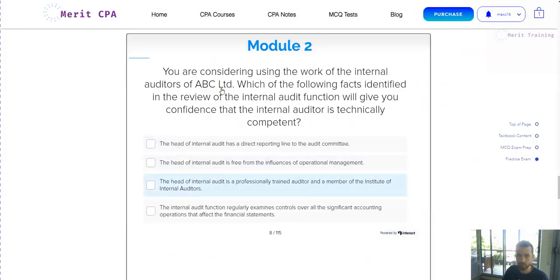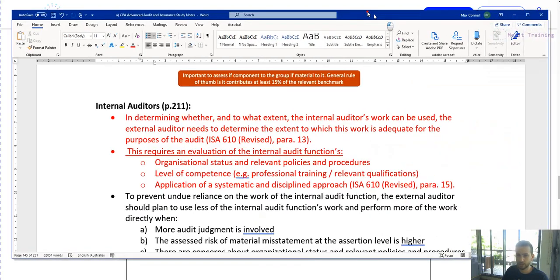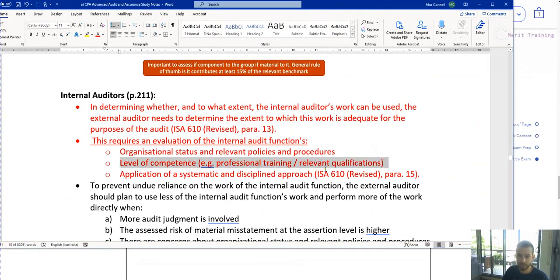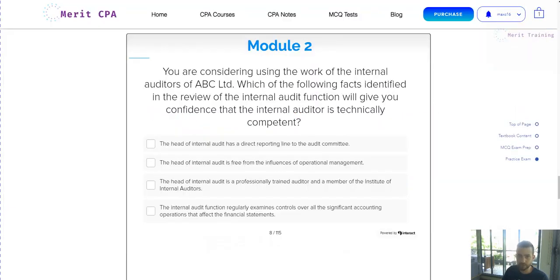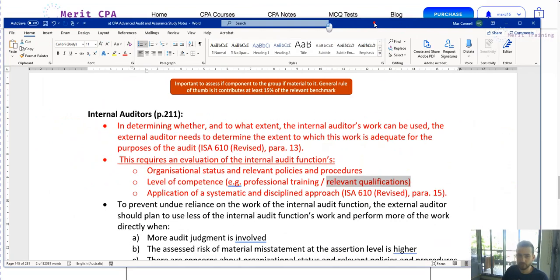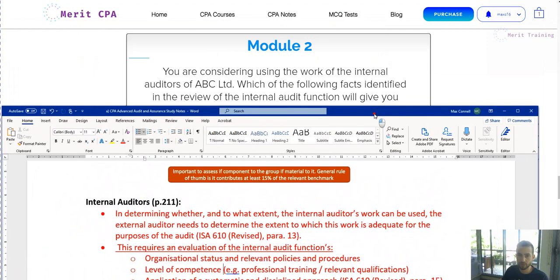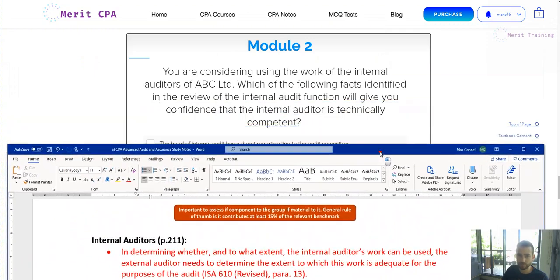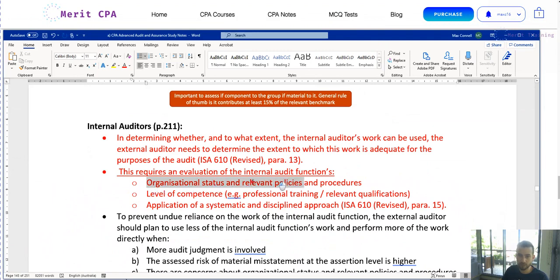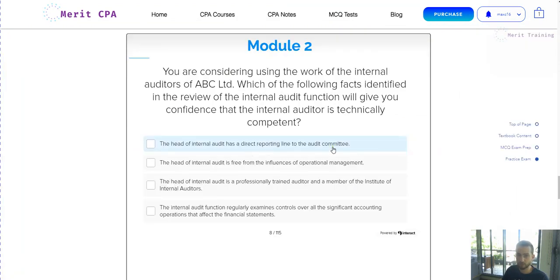So linking that back to what's in these questions, so which of these points will give us confidence that the internal audit is technically competent, right? And that kind of links into that second point here, level of competence. Technical competence is more around professional training, relevant qualifications, memberships, things like that, right? So A, the head of internal audit has a direct reporting line to the committee. This could be a trick question because, if the question was more generically about, which of the factors would give us confidence in the internal audit function, full stop. But, that might relate to this, the organizational status, because if they've got direct reporting line to the audit committee, that means they've got a high organizational status potentially.